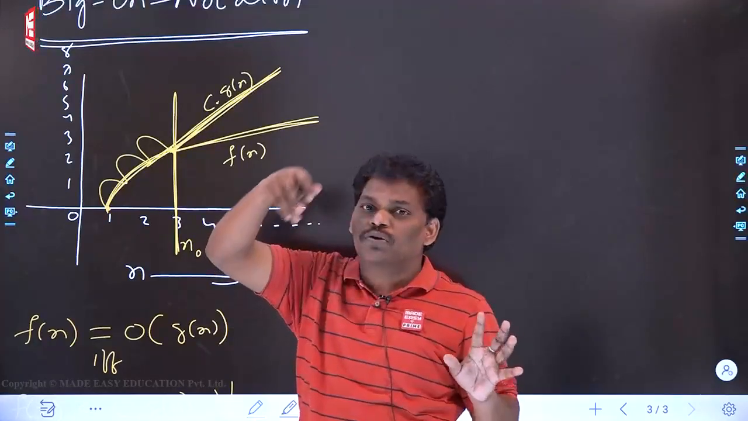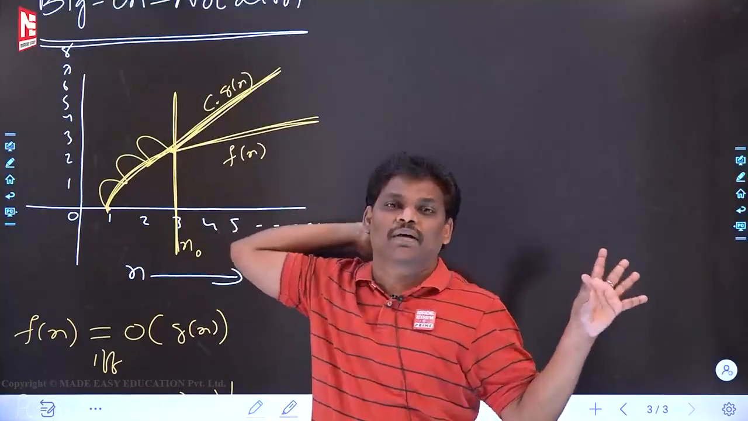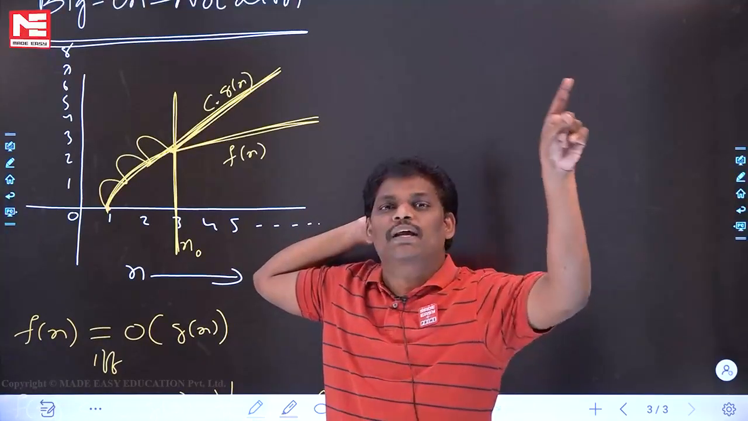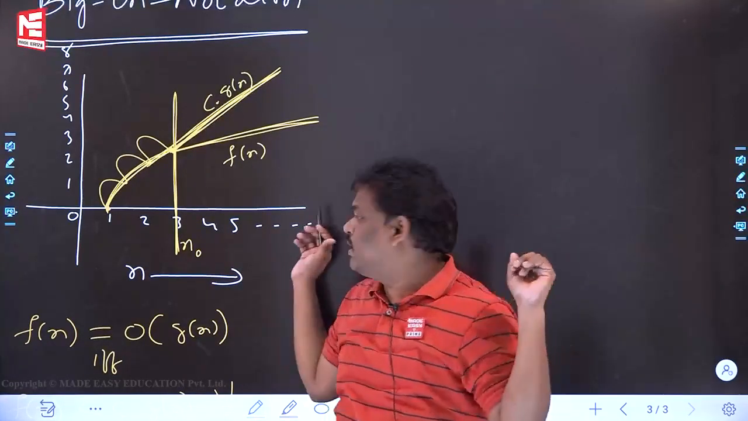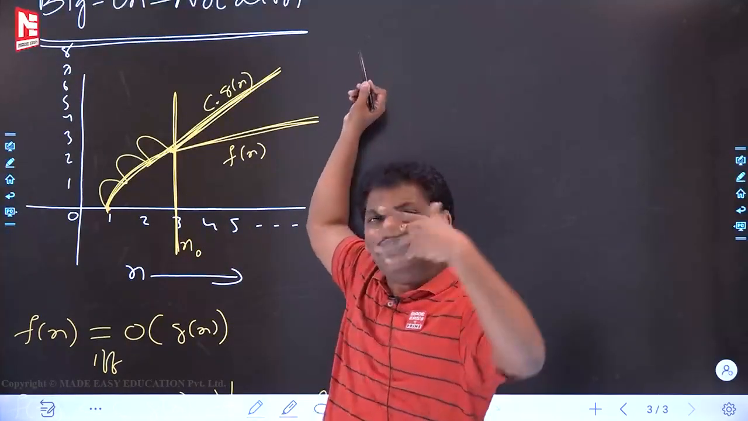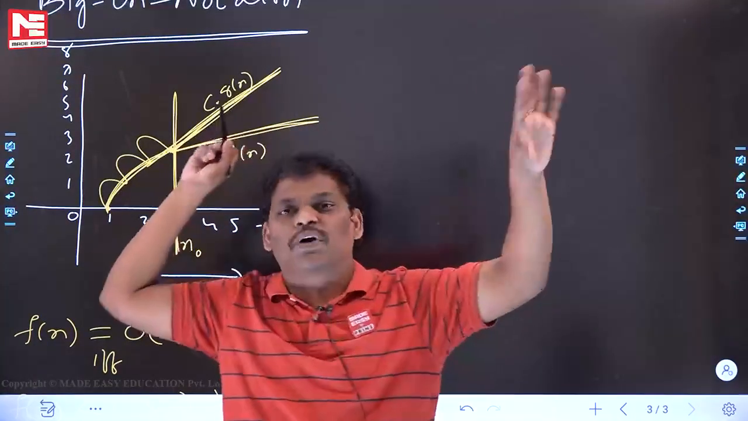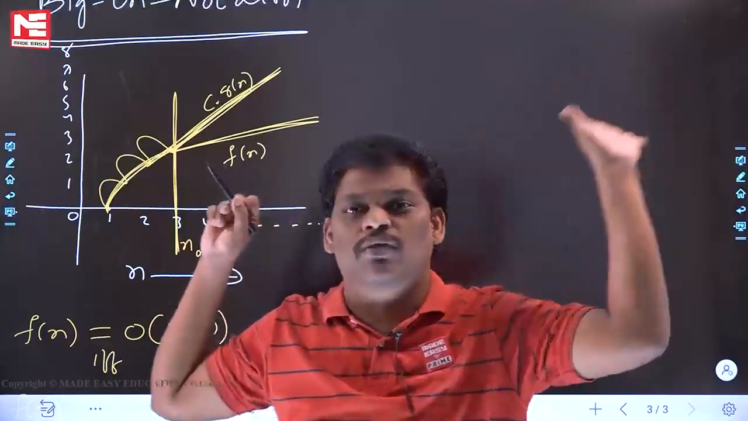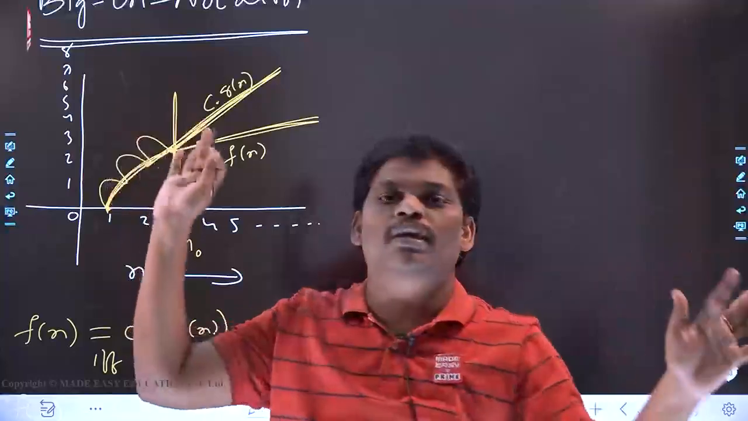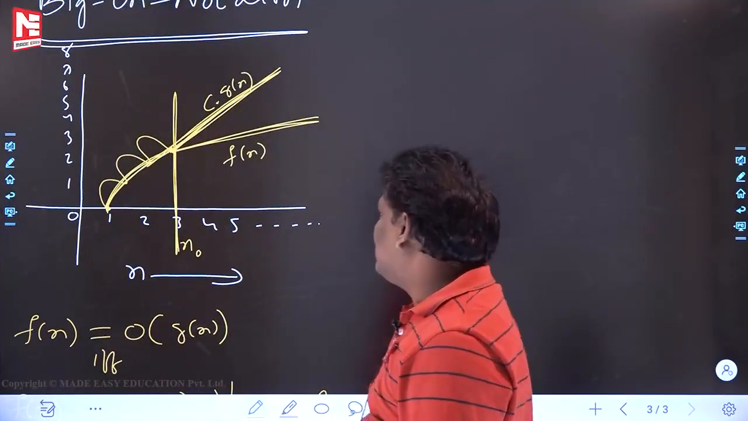From which place onward are you able to see the relation between them clearly? From this point onwards, I can say g is bigger than f after taking c's help. From which point onwards? From n0 onwards, until infinite, until a large n value. Infinite is nothing but a very large value, right? Please be careful. From this point onwards, I can see clearly the relation between them. This is called big O.